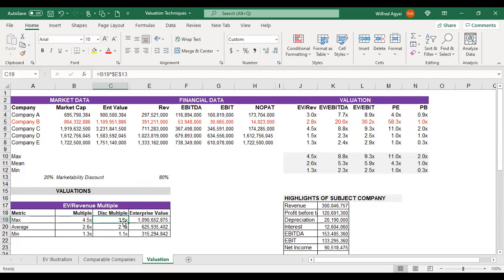Now, how do we determine the value of this company based on the EV to revenue multiple? All we do is multiply the discounted multiple by the revenue of the company, and that gives us the enterprise value of the business. That is for the maximum metric. And then we do the same for the average metric, 2.6, with a discounted multiple of 2.1. When we multiply this by revenue, we get 625 million. And then the same with the minimum multiple, giving us 315 million. So based on the revenue multiple, these are the values that we have derived for the business.